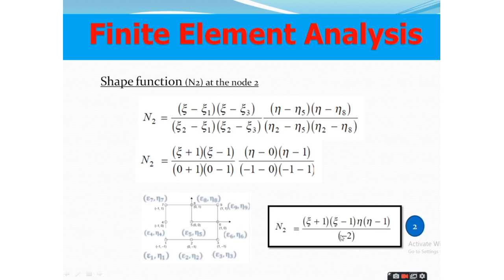Okay. So we have seen the row-wise nodes 1, 2, 3. Similarly, we have to write for 4, 5, 6 and similarly for 7 and 8. For example, let's see for the fifth node how to write the shape function.